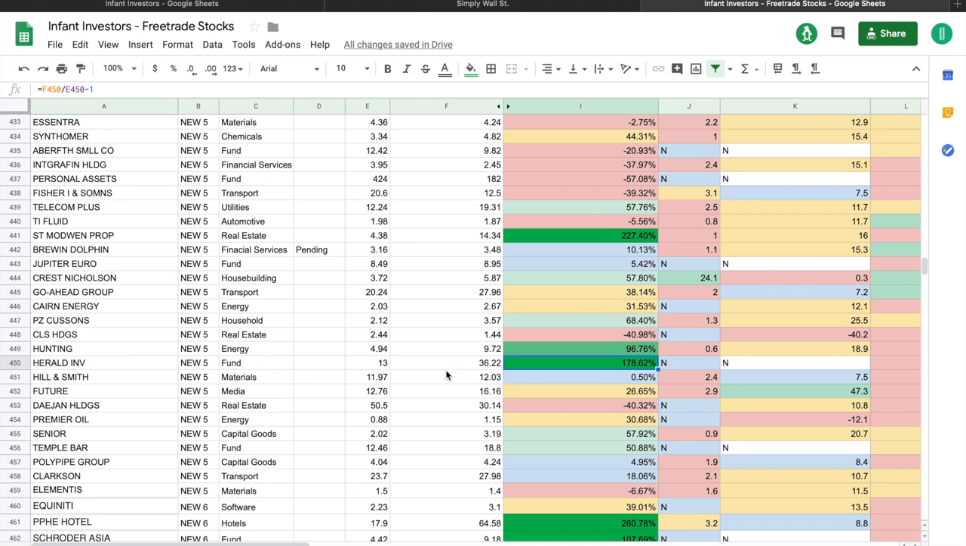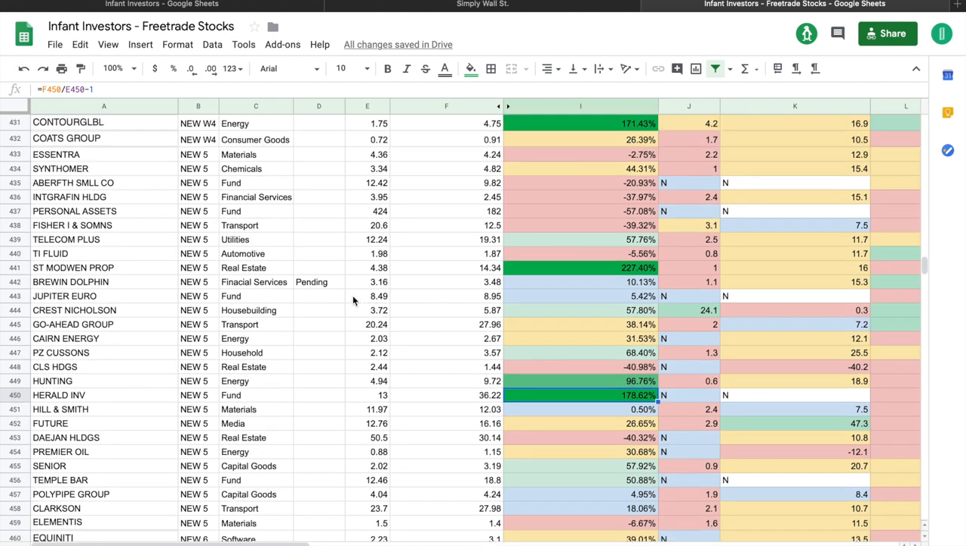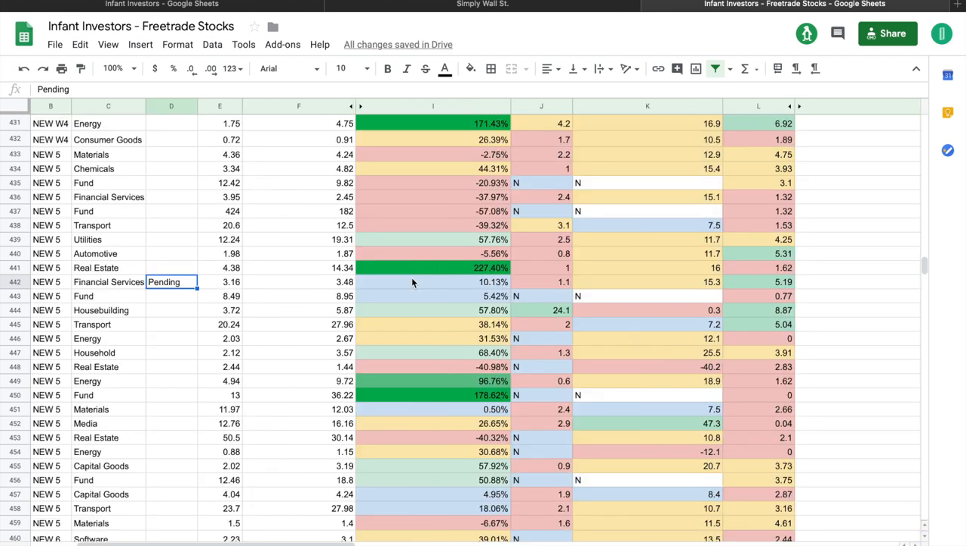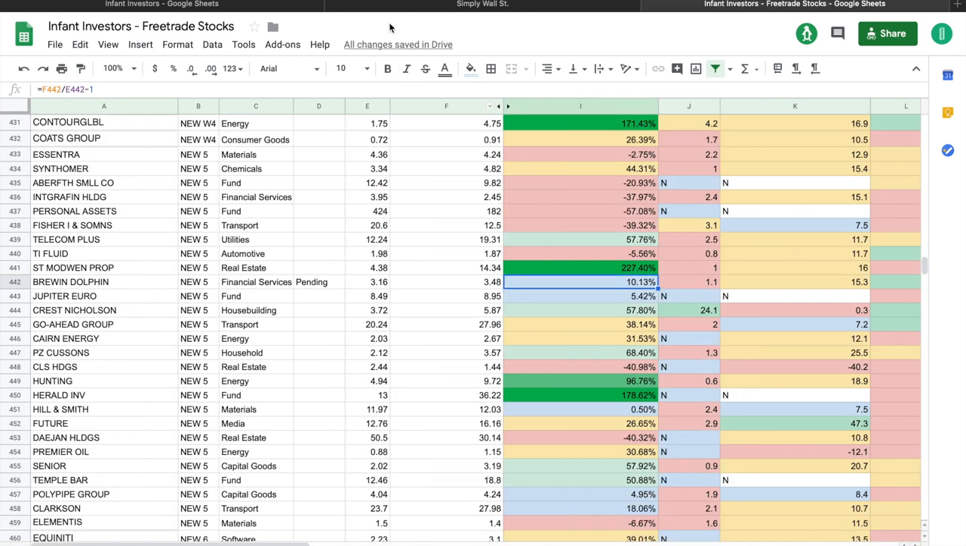But in terms of the week before last, the one that actually caught my eye in New 5 was Brewin Dolphin, which is financial services. This is the one I put into pending status. You'll find that the undervalued status isn't actually that high. The PEG ratio is 1.1, 15.3 in terms of earnings, and 5.19 in terms of dividends.